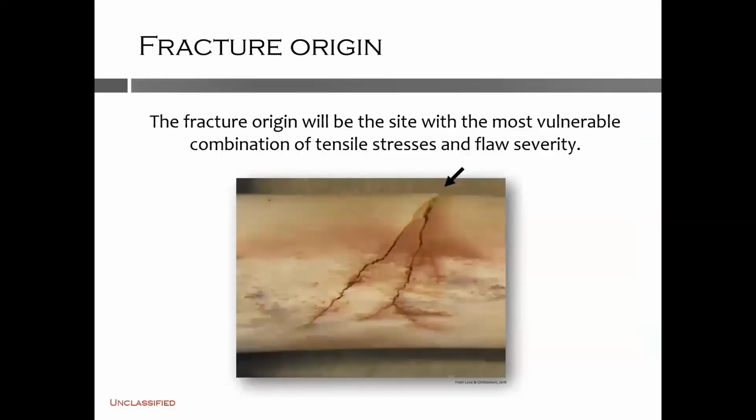A fracture will start where there is stress experienced by the material and a localized weak point within that stress zone. So the fracture origin will be the site with the most vulnerable combination of tensile stresses and flaw severity. In this long bone fracture, the arrow indicates where the fracture origin is. This doesn't necessarily mean that this is where the bone was impacted, but where it experienced the greatest tensile stress in combination with some weak point within that zone of tension.